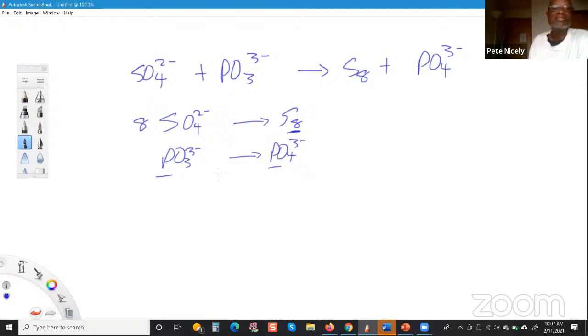Okay, the next step is that we balance the oxygens by adding water to both half equations. So in the case of the first half equation, we have a total of 8 times 4, so that's what, 32 oxygen atoms.